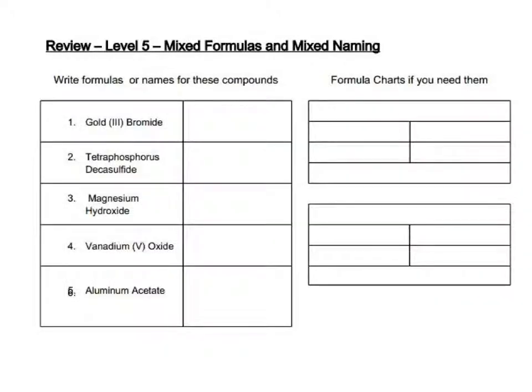Wanted to do a short review with you before the test. You should have level 5 exit pass, mixed formulas, and mixed naming. Make sure you're on the side that says review. The review involves writing formulas for a list of compounds in the chart, and off to the right, you have formula charts just in case you need them.